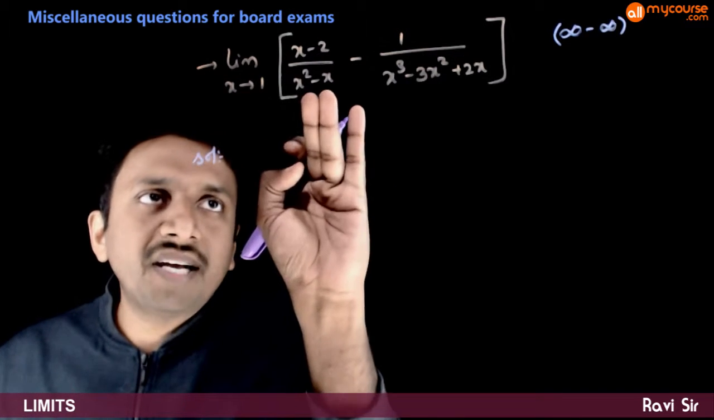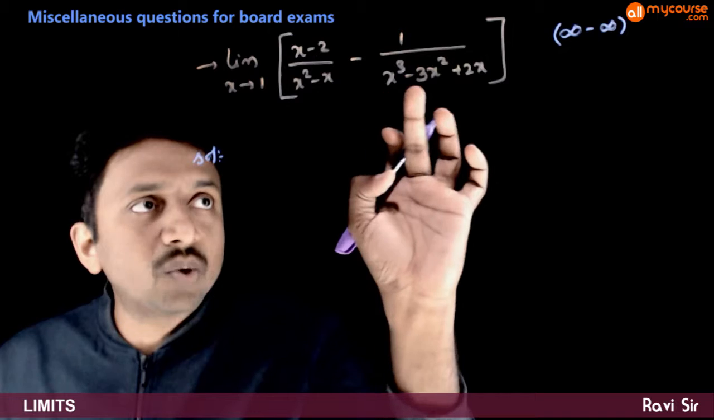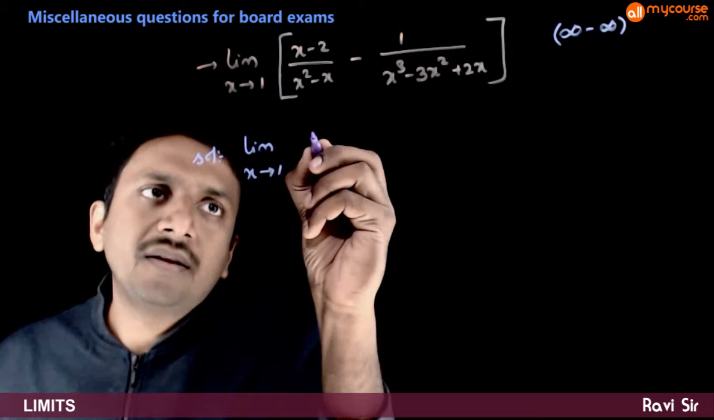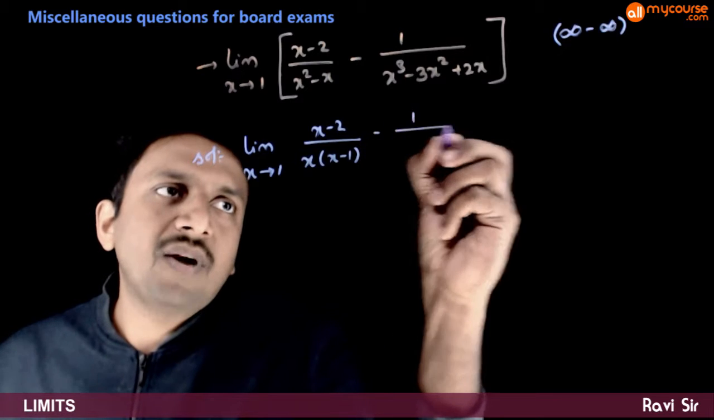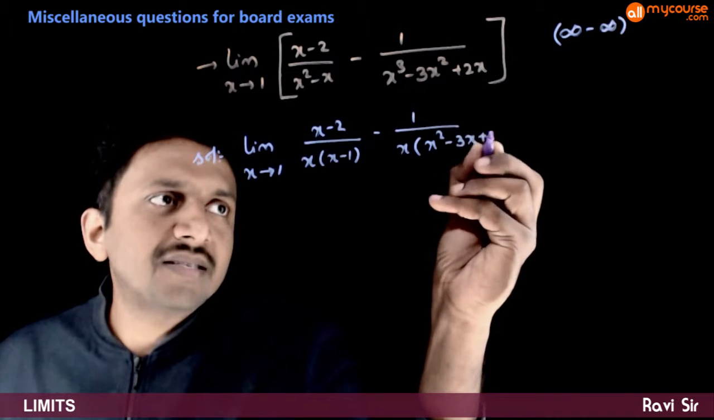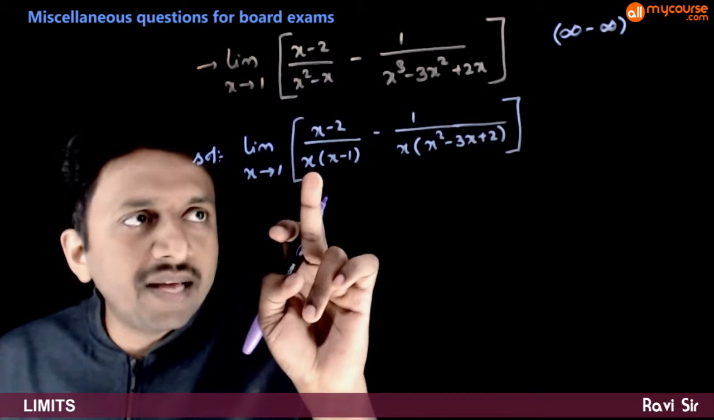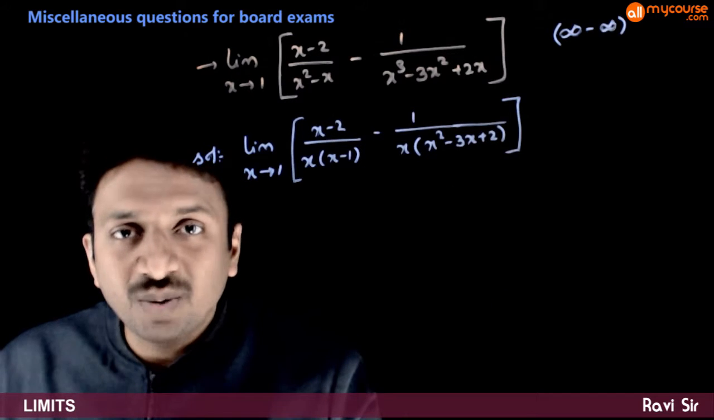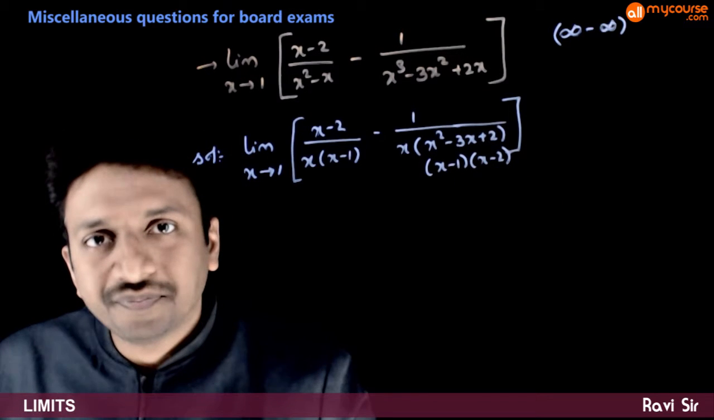So first I observe that this can be written as x into x minus 1. This can be written as x into x square minus 3x plus 2. So limit x tends to 1, (x minus 2) by x times (x minus 1), minus 1 by x times (x square minus 3x plus 2). Now 1 by x is here, 1 by x is here, and as you can see, x square minus 3x plus 2 can be factorized into (x minus 1) into (x minus 2).